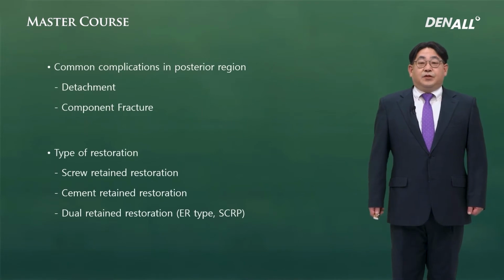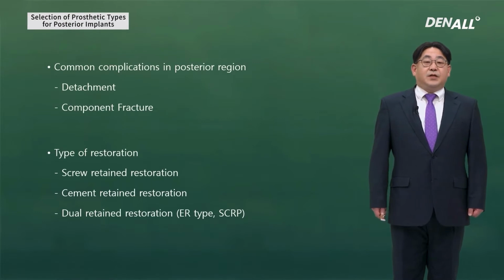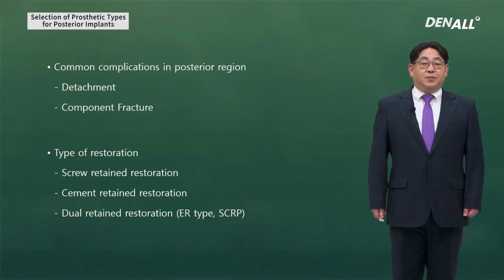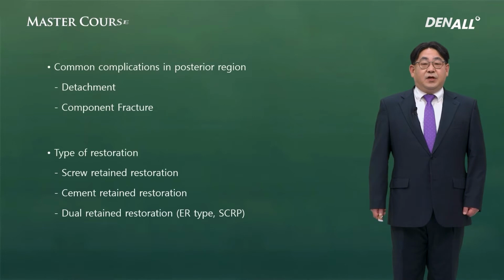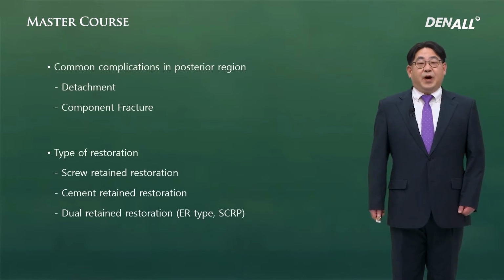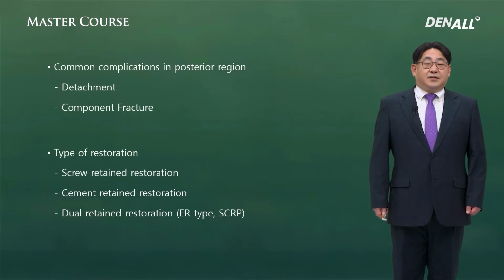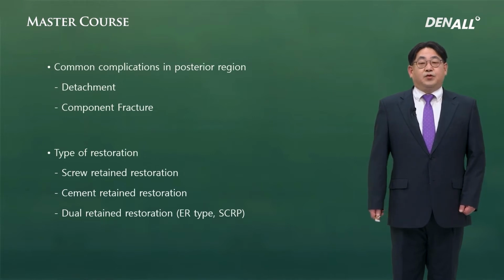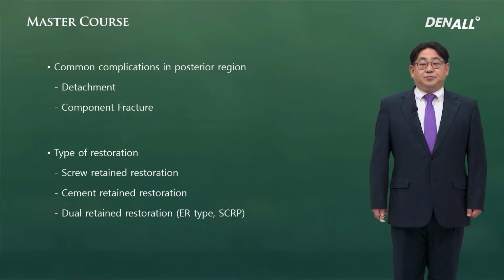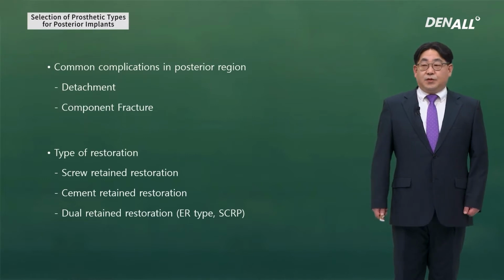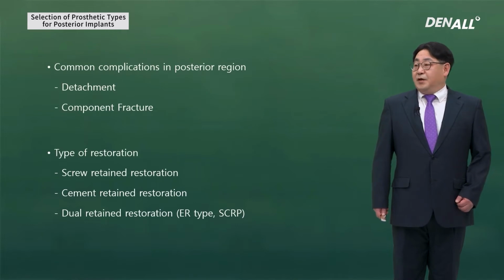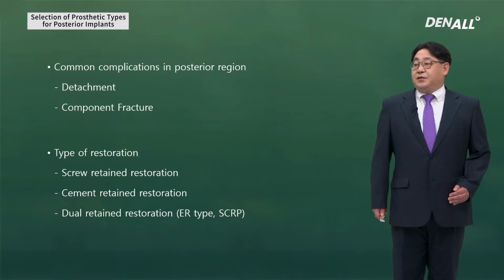The most common complications in posterior restorations, what are they? It may vary depending on study, but the most common complications are the following. First is failure in retention. This includes screw loosening, failure of crown. Second is fracture of components. This includes not just screw or implant, but also ceramic fracture as well. As you all know, implant restorations include the following: screw-retained, cement-retained, dual-retained restorations.